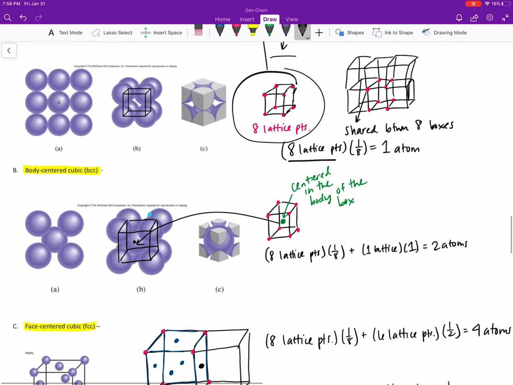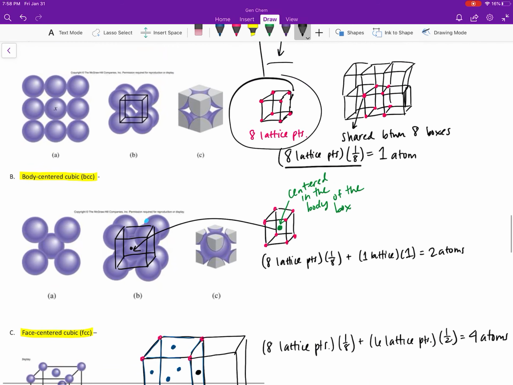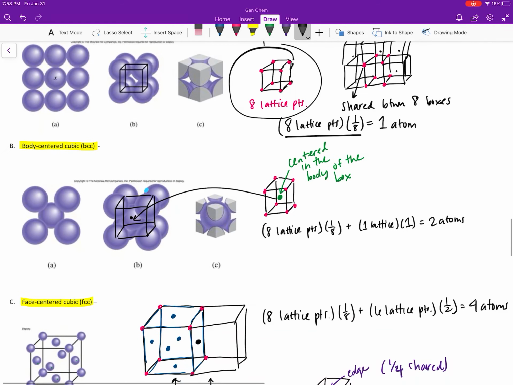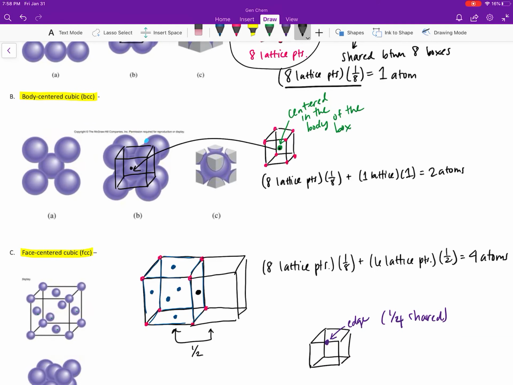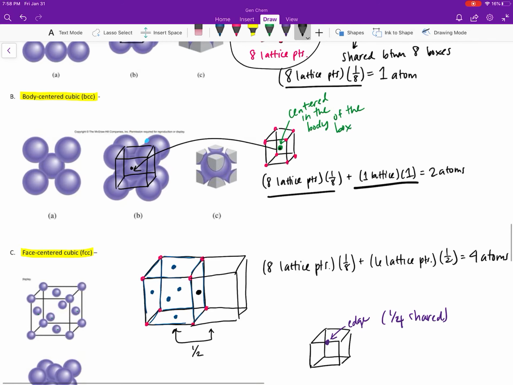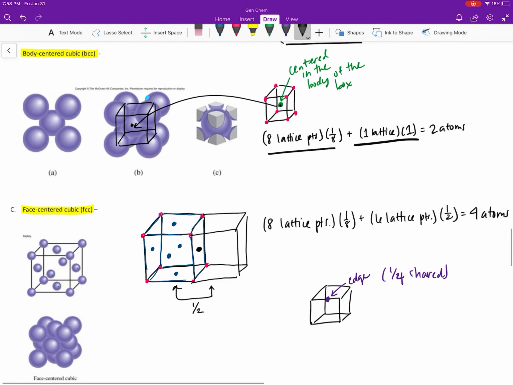And because those lattice points are shared 1/8, actually only one atom exists in the box, one unique atom. So each box here would have one unique atom inside. Then we talked about body-centered cubic, or BCC, and how this is body-centered because it has the 8 lattice points at each corner, and then it has one lattice point wholly inside, in the body of the box, which gives us 8 lattice points shared 1/8 of the time, one lattice point which is shared 100% of the time, which gives us 2 atoms.